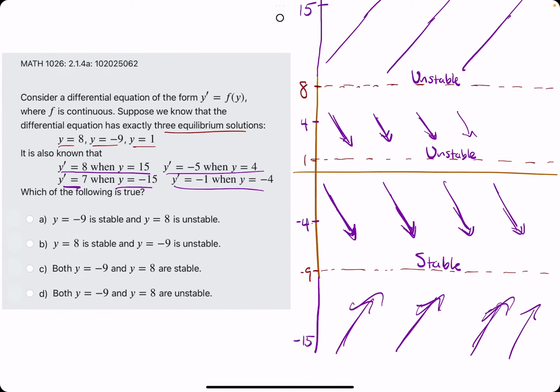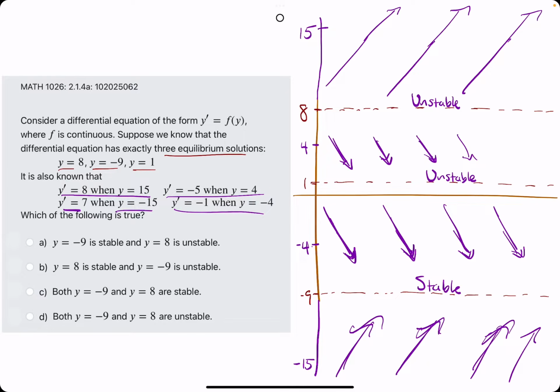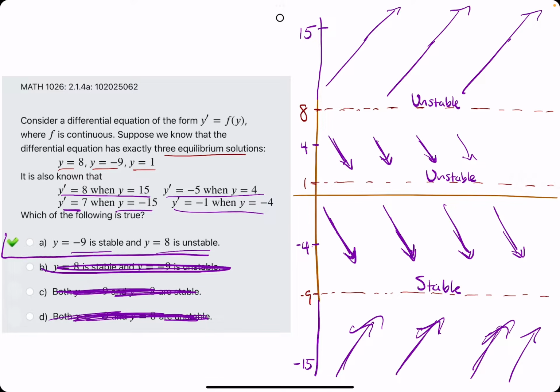With these labels, we can identify which statement is true. Let's see if we can sort these out here. So -9 is stable, 8 is unstable. Oh, that might be it. Okay, let's go through the other ones and eliminate them, hopefully. 8 is stable, that's false. So that makes the whole statement false. Both -9 and 8 are stable. No, because 8 is not stable. And then it says both are unstable. That's false, because one of them is stable. So it looks like A is our best answer.